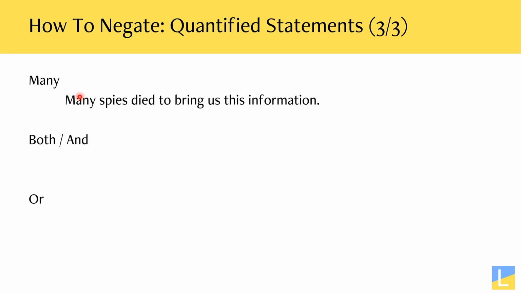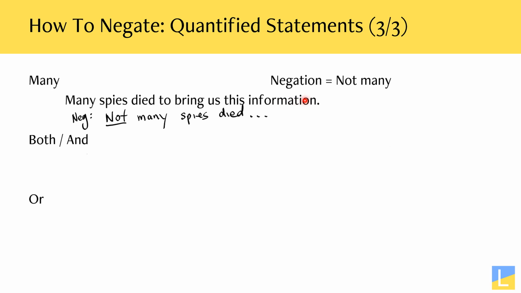So if we wanted to negate this idea, it is not true that many spies died to bring us this information. Well, there's nothing fancy here. I just negate this as not many. Not many spies died to bring us this information. So I've written that negation below. Not many spies died to bring us this information.